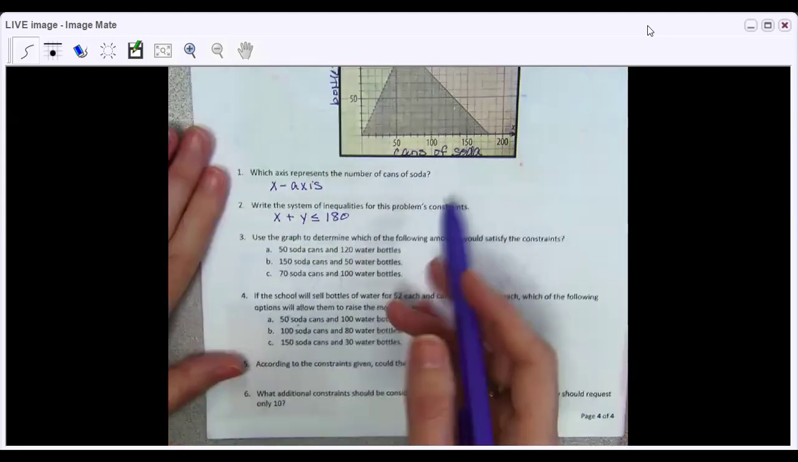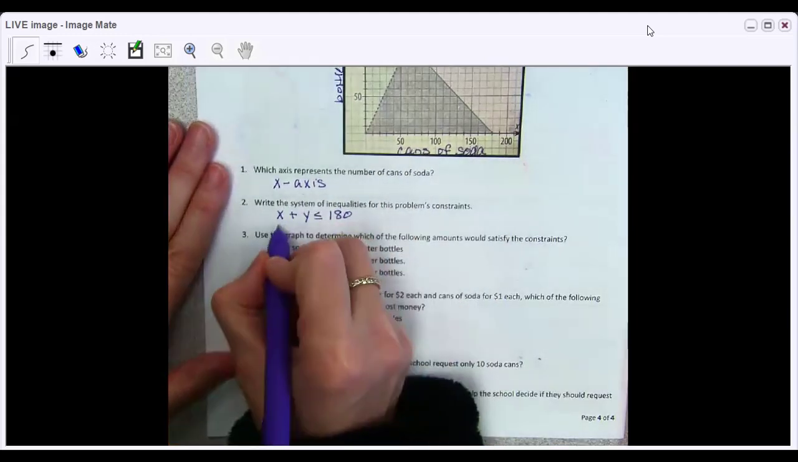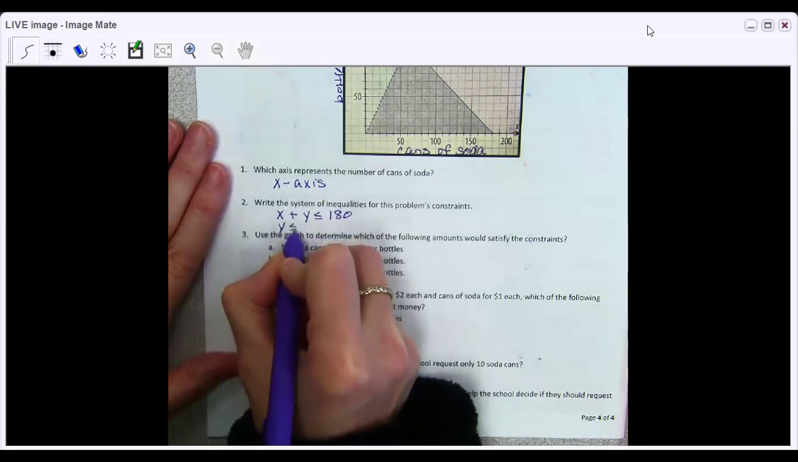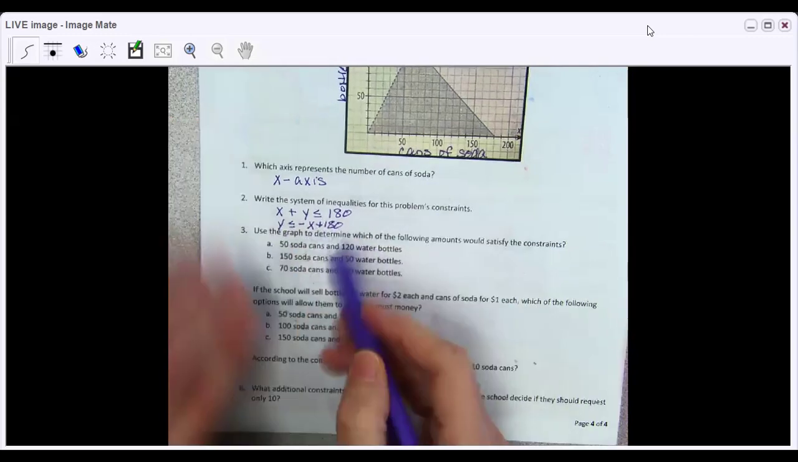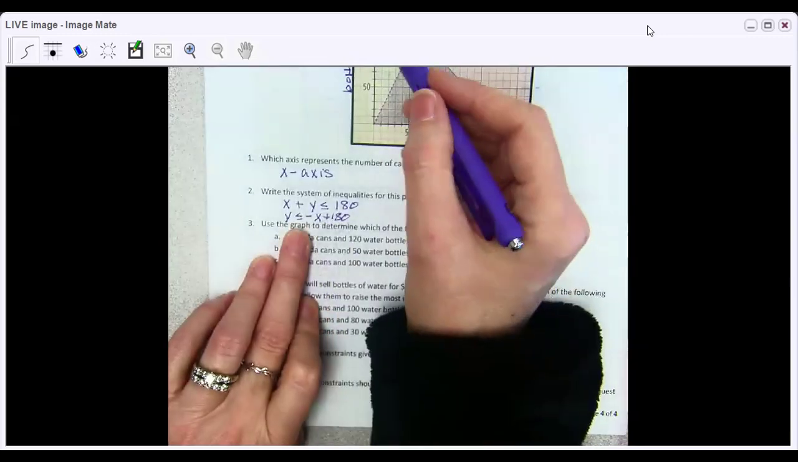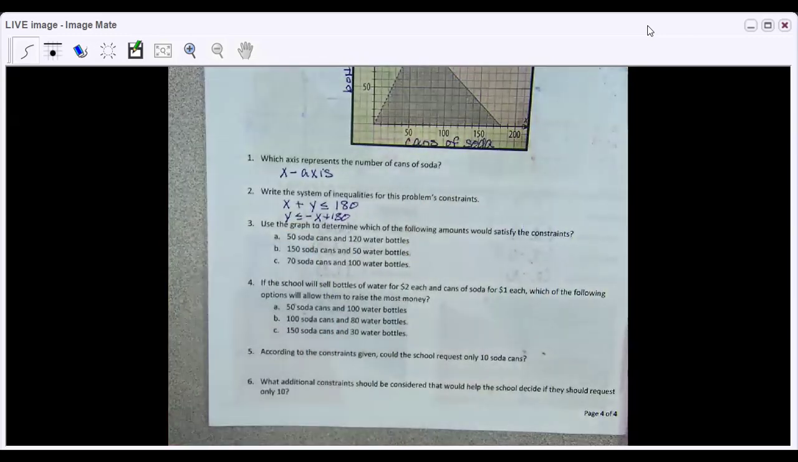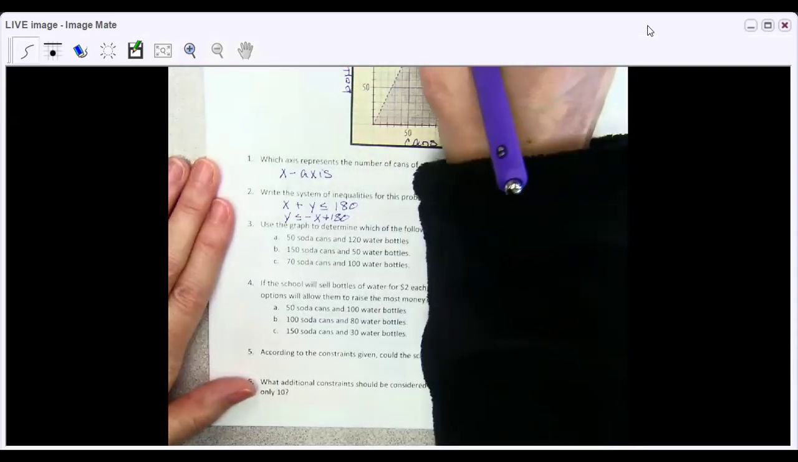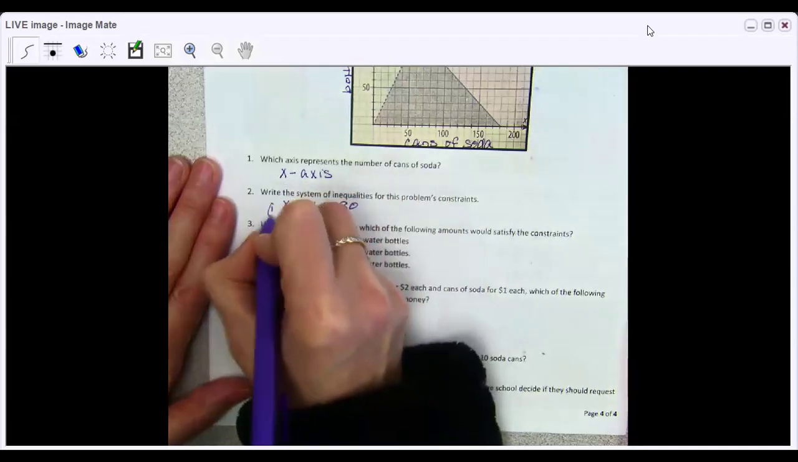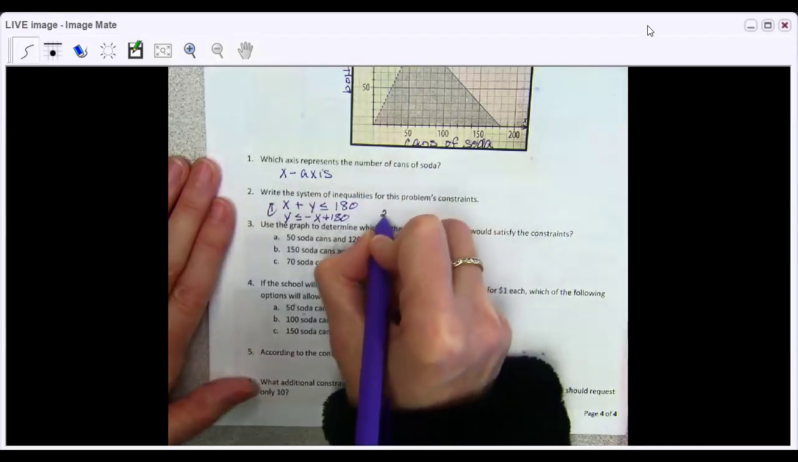-1 on the slope. So if I were to rewrite this, it could also be y is less than or equal to -x plus 180. This would be the graph or the equation from the graph. Okay, so either one of those. So I'm going to make this inequality 1. So this is 1. Now we have to come up with 2.